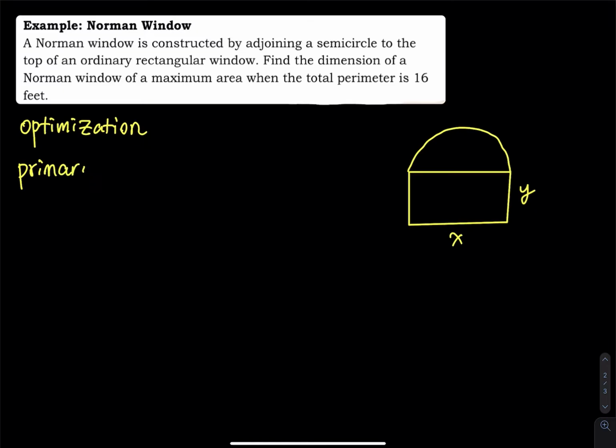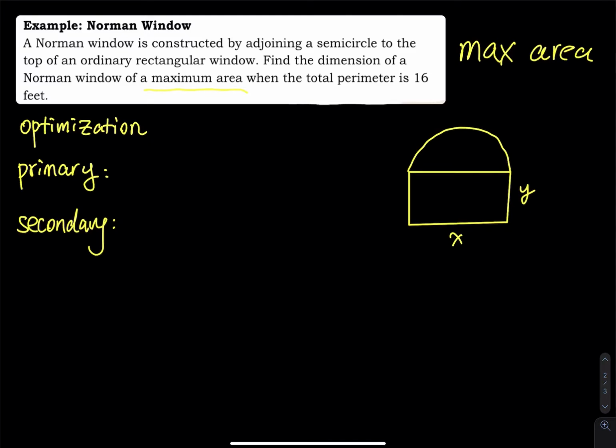Primary and secondary. So what is primary? Primary is what the problem is asking. The problem is asking you to find the dimensions, so you need to find x and y of a Norman window of a maximum area. They want you to maximize the area when the total perimeter is 16 feet. So you have to maximize the area.